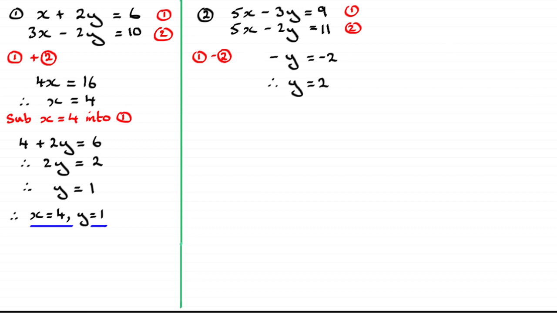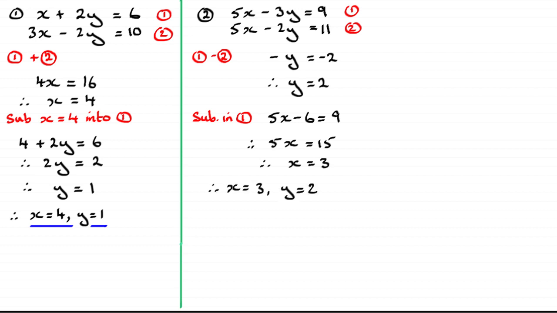So anyway, I've got y equals 2. Sub that into equation 1, and it makes no difference whether you put it in 1 or 2. I put it in 1. 5x minus 3 times 2 gives me the 6 here, equals that 9. If you do the rearrangement of it, add 6 to both sides, divide both sides by 5, you end up with x equals 3. So the summary then is x equals 3, y equals 2.